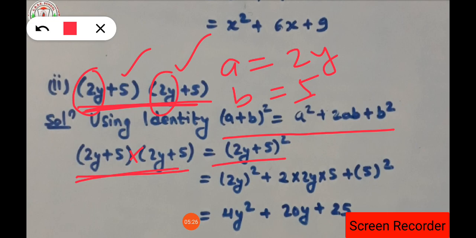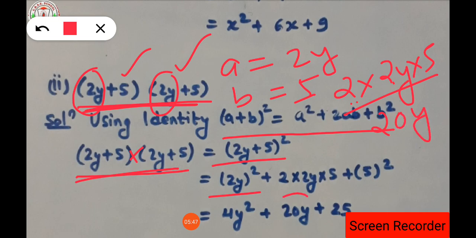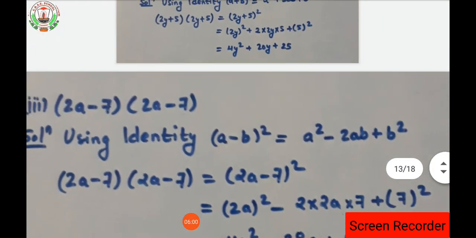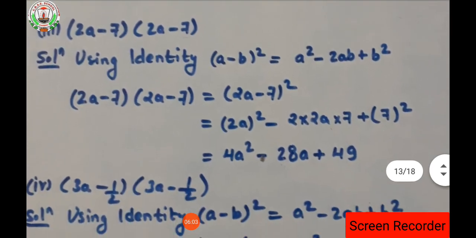So what the identity says: a square, that means it will be (2y) square, then plus 2ab. So what is a and b? a is 2y and b is 5. Altogether it will be multiplied. So 2 into 2 is 4 and 4 into 5 is 20y. That's why 20y will come. Now 5 into 5 is 25, isn't it? And 2y into 2y will become 4y square. Clear? In the same way, you have to see the rest of the questions. Just go through the solutions.